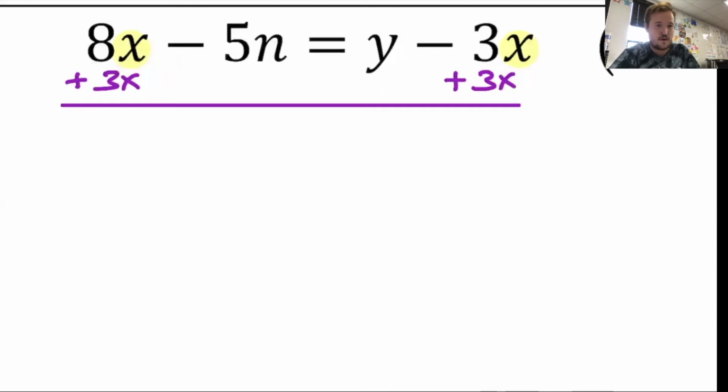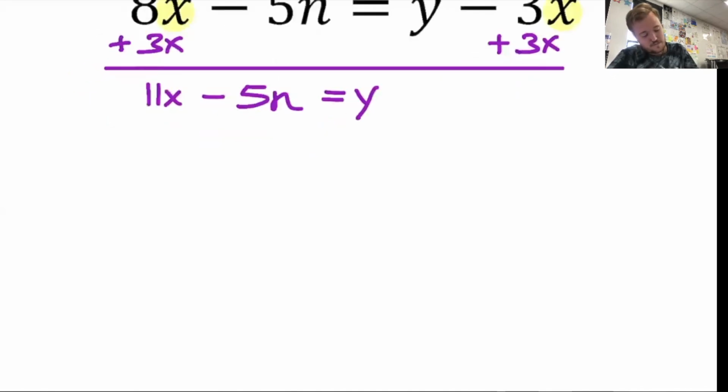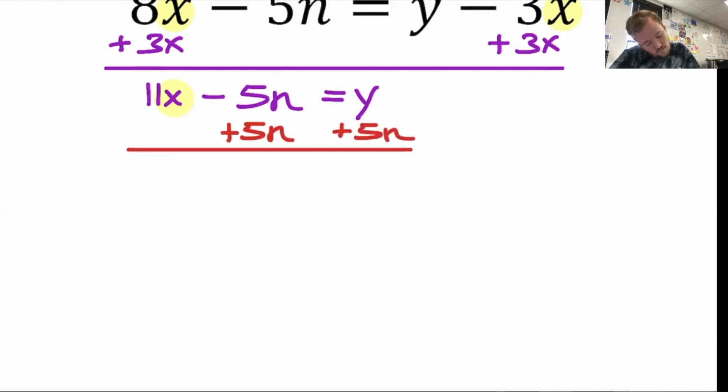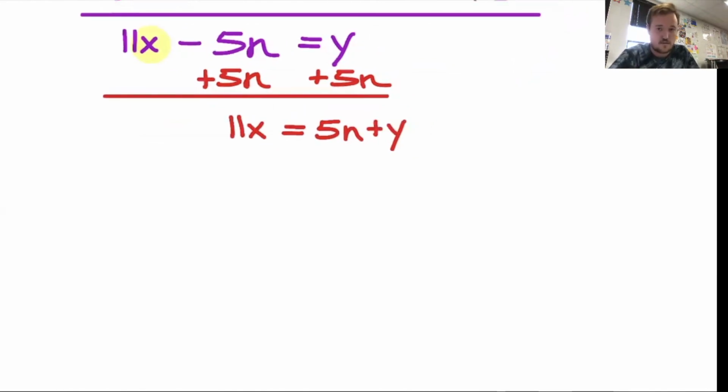So these I can combine since we just have the numbers out in front. So you can just do 8 plus 3, so you get 11x minus 5n equals y. So we're still solving for that x value, so we still got to get rid of it, or everything around it. So I'm going to add 5n. So I'm going to have 11x equals 5n plus y, or y plus 5n. The order in this case doesn't really matter.